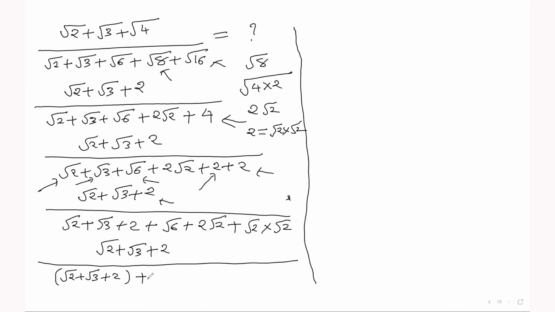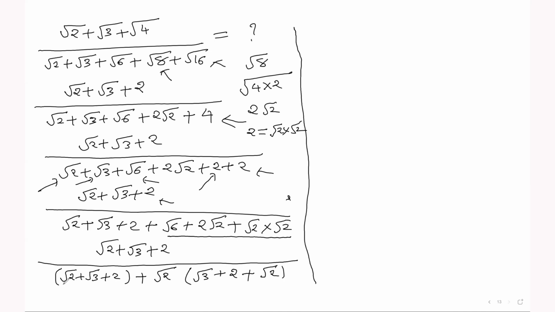Now, in these last 3 terms, I'll be taking something common. Root 6, 2 root 2, and root 2 times root 2. What is the common? So I can take root 2 as common. So from root 6, root 2 is common, so left over is root 3. Plus 2 root 2. Root 2 is out, so left over is 2. Plus root 2 times root 2. 1 root 2 is out, so left over is root 2.